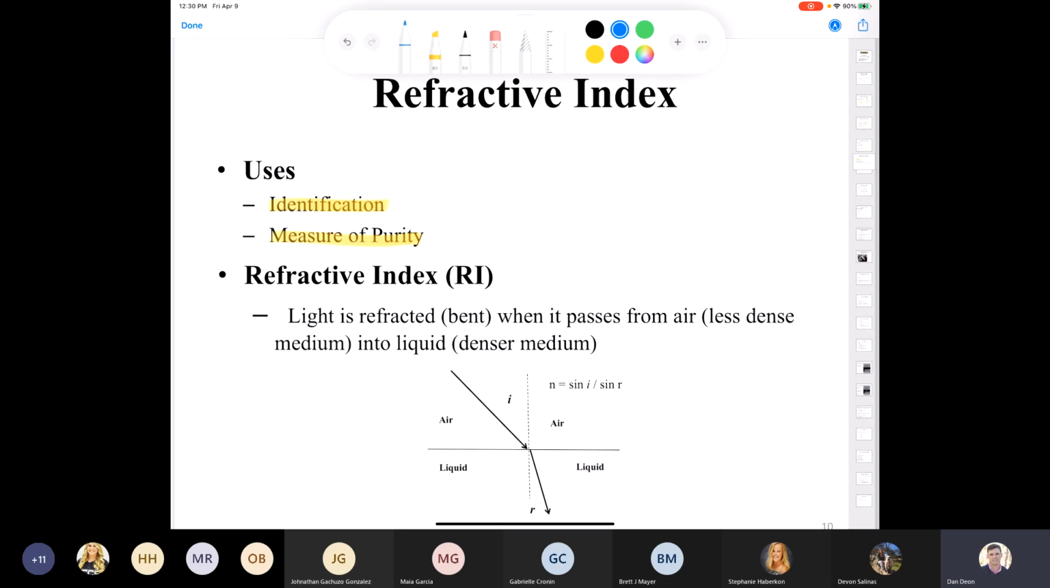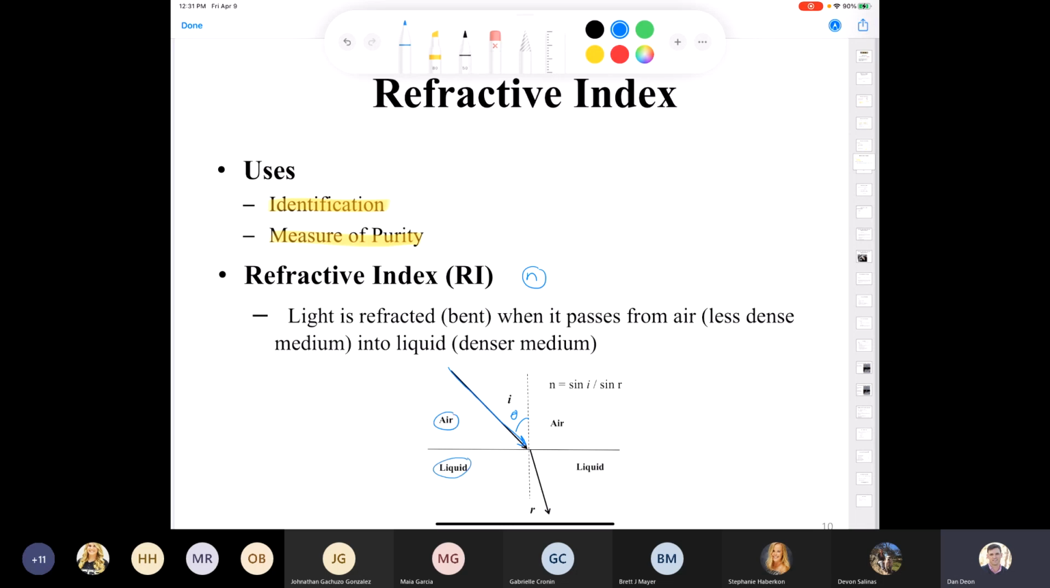When we take light and we pass it from a medium that is less dense into a more dense medium, the light gets bent, or we say it is refracted. And so if we want to measure our refractive index, which we use the variable n, you see that you have the angle of incidence right here. So this is the theta right here, and I don't want to get into too much math, but this is our angle of incidence.